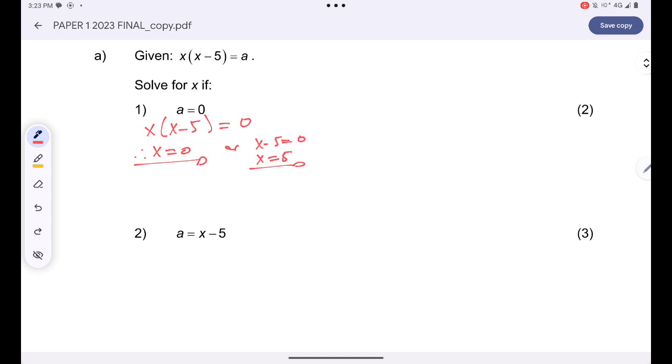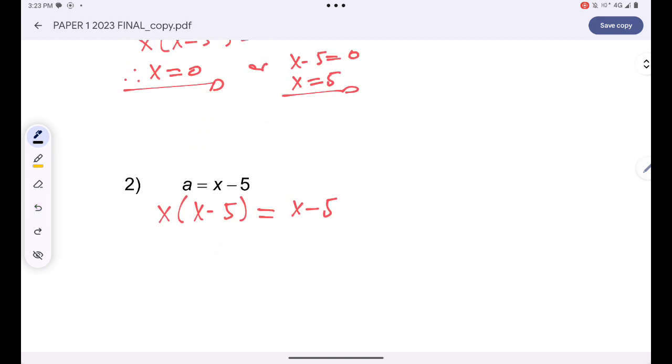Now I'm supposed to solve x if a is equal to x minus 5. So I'll simply have x times x minus 5 being equal to x minus 5. Please, guys, do not make the mistake of dividing by x minus 5. You'll be arrested, ne? Do not do that. Okay, the first thing you have to do, guys, is to remove brackets by multiplying inside by x. You'll simply have x squared minus 5x is equal to x minus 5.